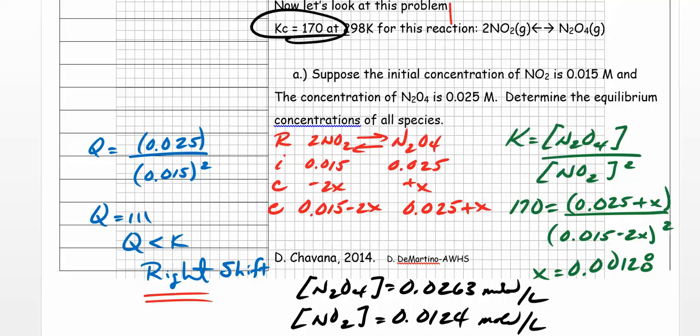I get 0.0263 moles per liter for the N2O4, and then for the NO2 I get 0.015 minus 2 times this value, and I get 0.0124 moles per liter, and that'll do it for that problem. Okay?